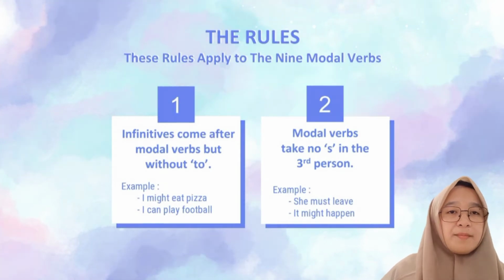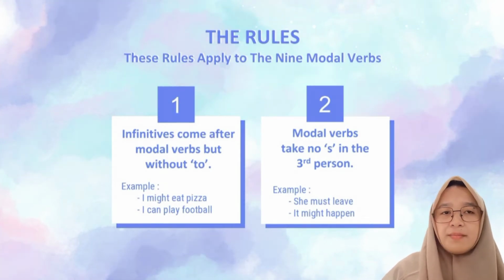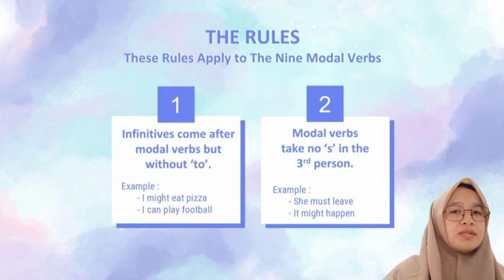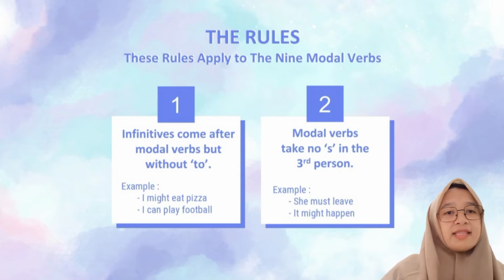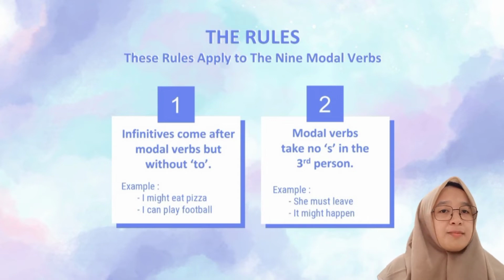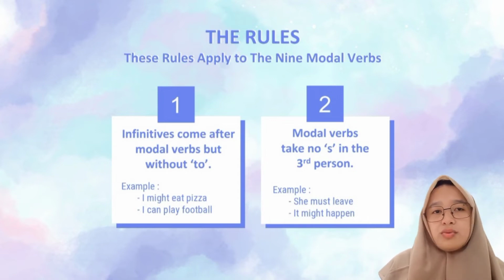What can you do with them? What can you not do with them? Without these rules, you are going to find it very difficult to use them. But the good news is that all of these rules apply to the 9 modal verbs that we are looking at in this lesson. So, rule number 1, infinitives come after modal verbs but without to.